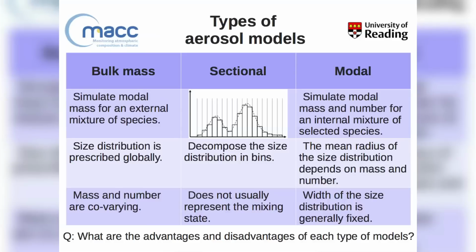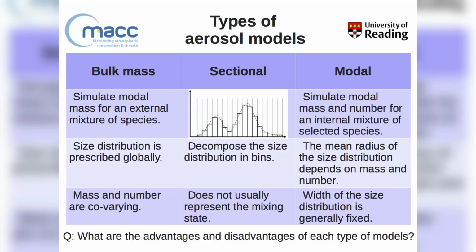So there are three broad categories of models that are in use currently. Historically, we started with the bulk mass models. So we're talking global models. Bulk mass models only simulate the mass. So they are not able to simulate the size distribution and then the number of the aerosol.